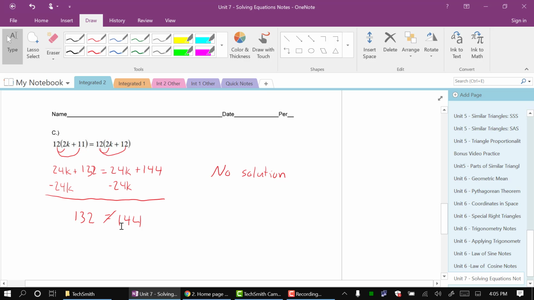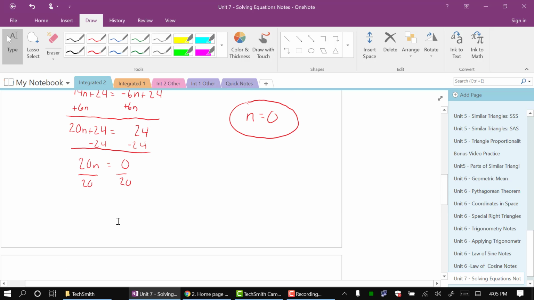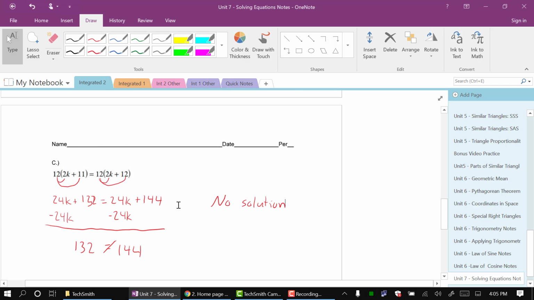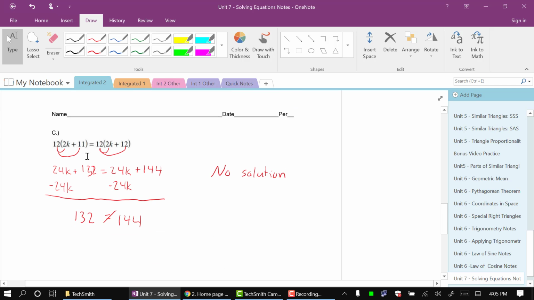So look at the difference. This is telling me that 132 equals 144, where this is just telling me n equals 0. See the difference between a problem where there's no solution and a problem where there is a solution? 0 is a solution here. There is no number that I can put into this equation where the left side will give me the same thing I have on my right side. That's basically what we're trying to find. We're trying to find the left side equaling the right side.